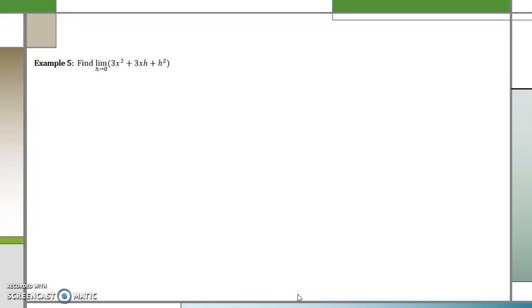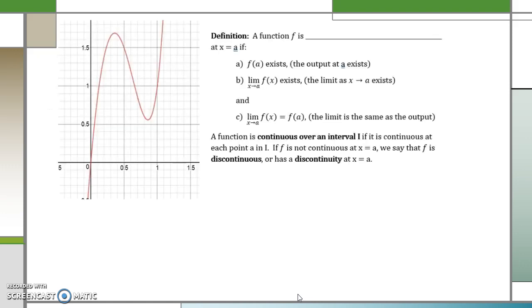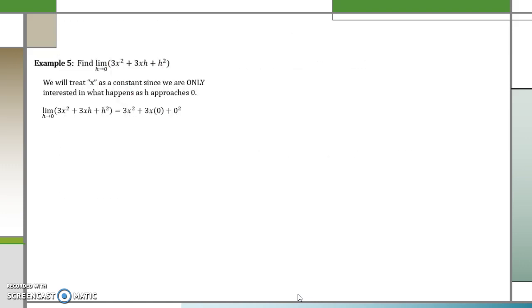Let's find the limit as h approaches 0 of the function 3x squared plus 3xh plus h squared. Notice here that I have the variable x and h. We're going to treat x as a constant since we're only interested in what happens as h approaches 0. And since it is a rational function, we can substitute 0 in wherever we see h and simplify, giving us 3x squared plus 3x times 0 plus 0 squared. Simplifying gives us simply 3x squared.